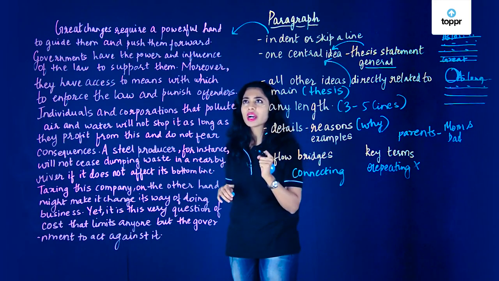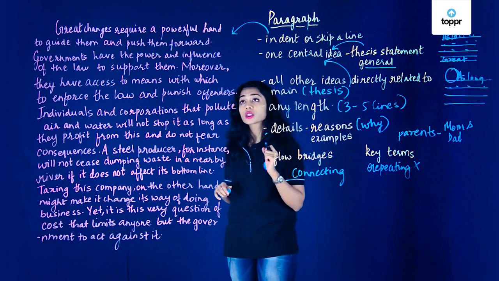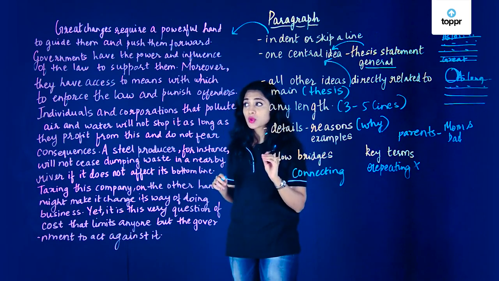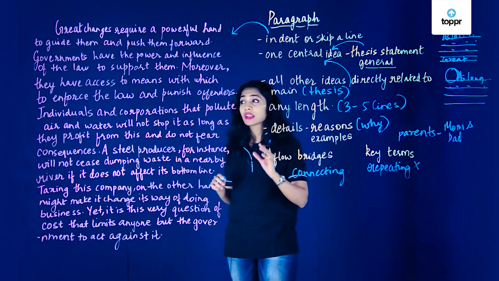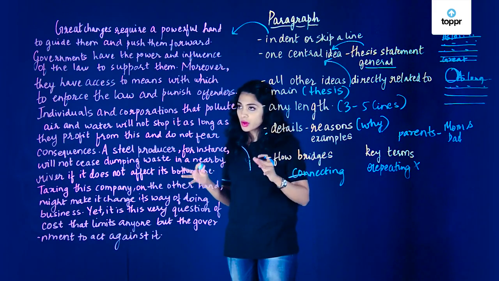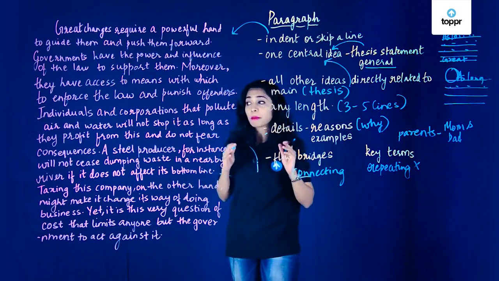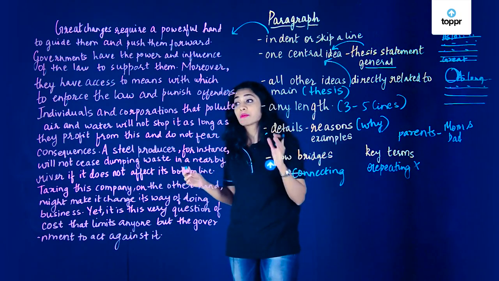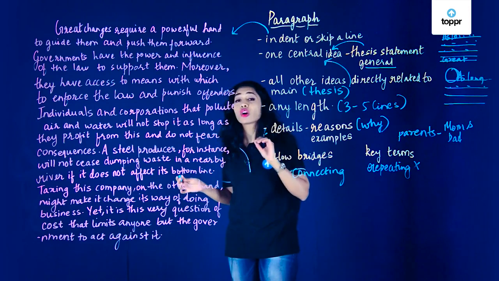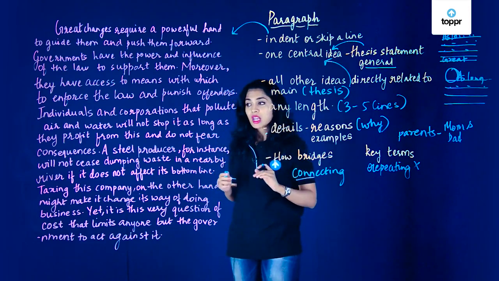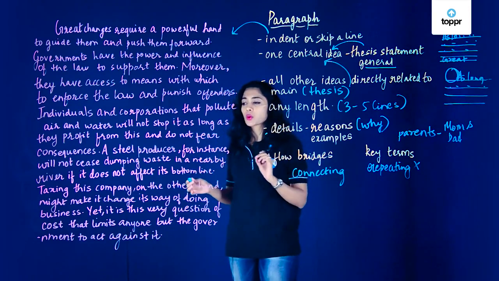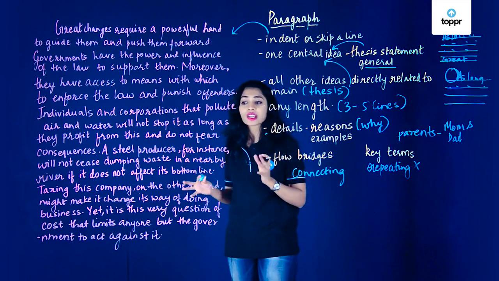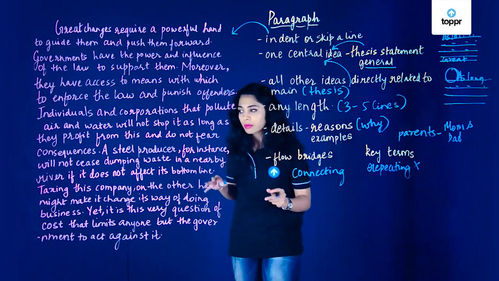Governments have the power and influence of the law to support them. Moreover, they have access to means with which to enforce the law and punish offenders. Individuals and corporations that pollute air and water will not stop it as long as they profit from this and do not fear consequences. A steel producer, for instance, will not cease dumping waste in a nearby river if it does not affect its bottom line.